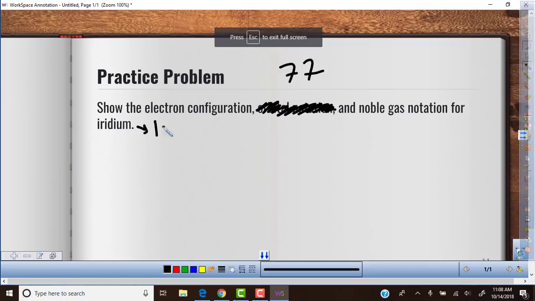So I have 1s2 full, 2s2 just full, okay, 2p6, keep going, 3s2, 3p6, 4s2. We're going to keep going, 3d10. Remember, d is one less than the energy level in which you're actually at.